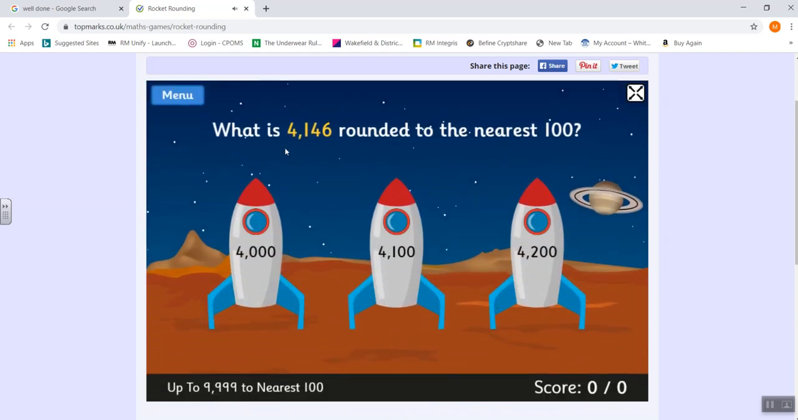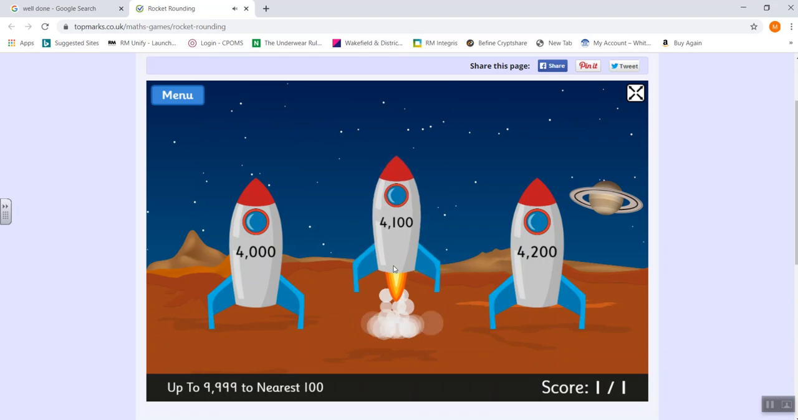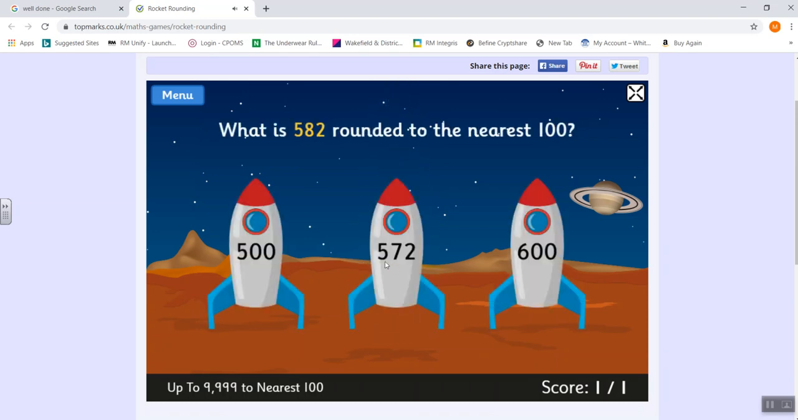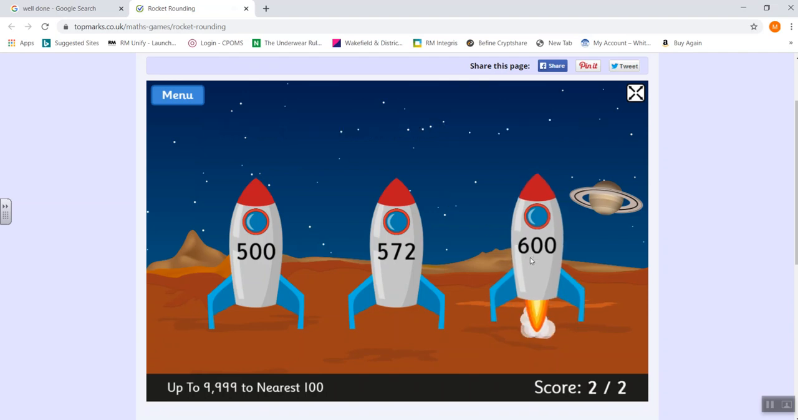Okay, so I've got a number here, 4,146, and I need to round it to the nearest hundred. So I'm going to look at the hundreds place because I'm rounding to the hundred, and I'm going to look at the digit next to it, the 4. It's going to make that hundred stay the same. So I think this is the rocket that we need. If we look at the next one, 582 rounded to the nearest hundred. So there's my hundreds place, and there's the 8. So the 8 tells me that the 5 needs to round up to 600.